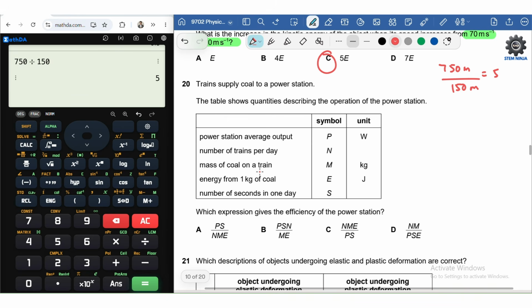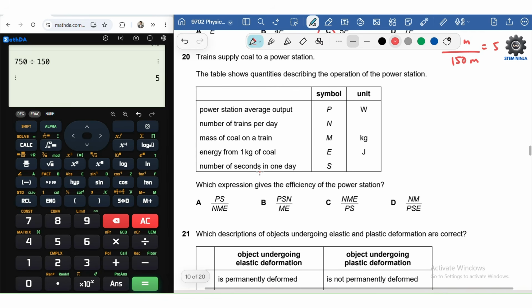Trains supply coal to a power station. The table shows quantities describing the operation of a power station. Power station average output, number of trains per day, mass of the coal on the train, energy from 1 kg of coal, number of seconds in 1 day. Okay. Which expression gives the efficiency of the power stations?